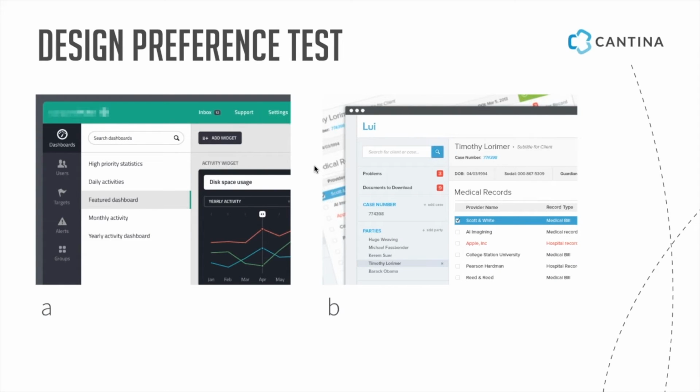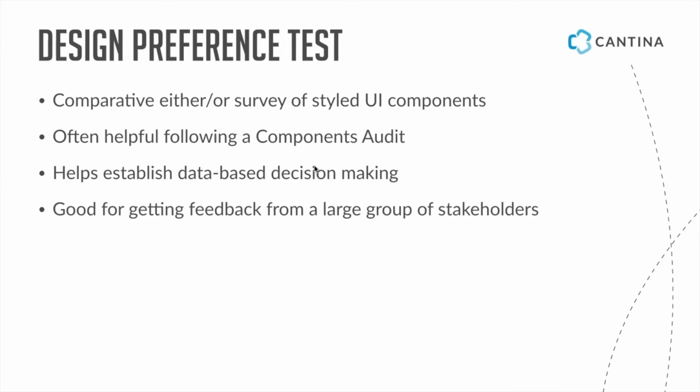Next up is one that we've used a fair amount here in the last year at Cantina, and that's a design preference test. If you see the sample here, it's basically showing something on the left and something on the right. Usually this comes out of a component audit. We have shown here two search fields in the top left, and we're comparing visual styles here. So this is something that helps to establish data-based decision making.